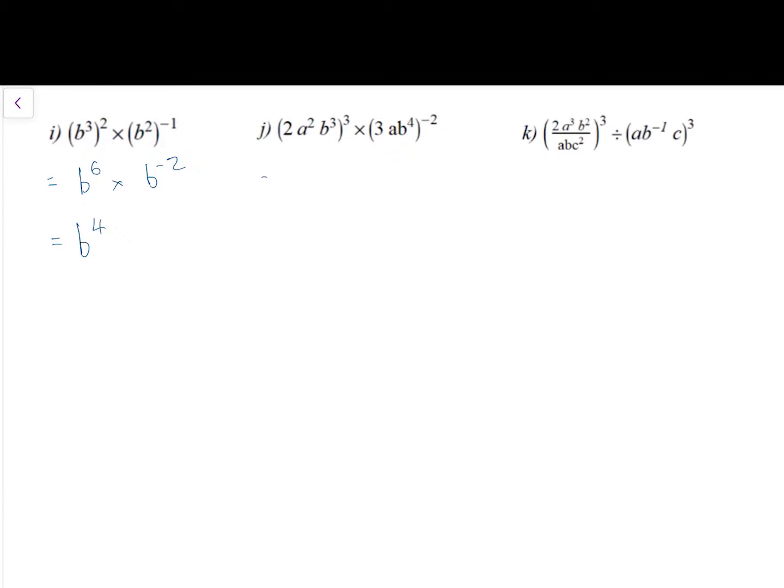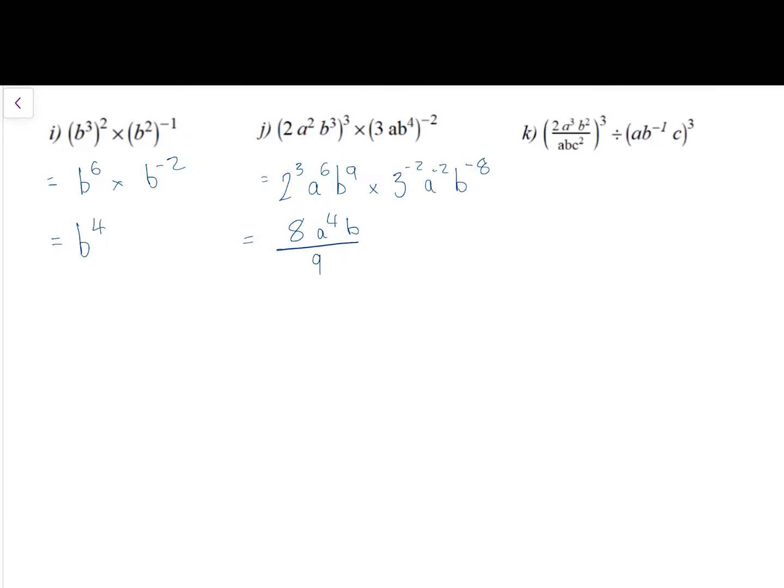Okay, all of this to the power of 3: 2 cubed, a to the power of 6, b to the power of 9, times 3 to the power of negative 2, a to the power of negative 2, b to the power of negative 8. So, we could say 2 cubed, 8, a to the power of 6 take away 2, a to the power of 4, b to the power of 9 take away 8, just b, and then all of this over 3 squared, 9.